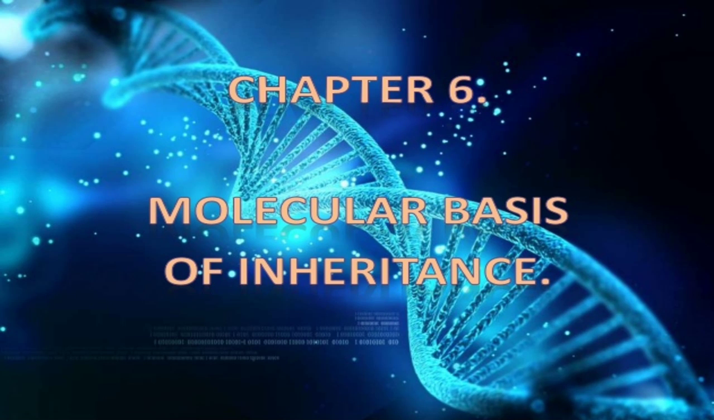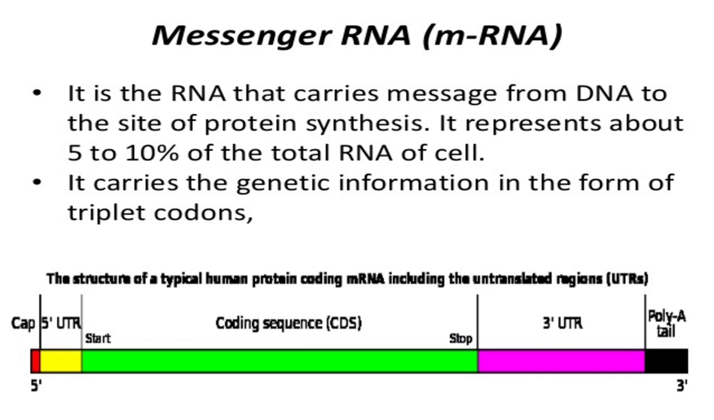As we are learning about the molecular basis of inheritance, today we are going to learn about the mRNA. mRNA means messenger RNA, the RNA which carries the message about the protein. It is the RNA that carries the message from DNA to the site of protein synthesis. It represents about 5 to 10% of the total RNA of the cell. It carries the genetic information in the form of triplet codons.